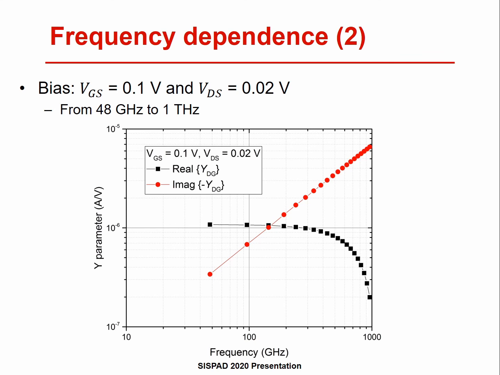Also, Y_DG is calculated. Its real part rapidly decreases at high frequencies. On the other hand, the imaginary part increases with the frequency. The real and imaginary parts have the same amplitude at around 150 GHz.